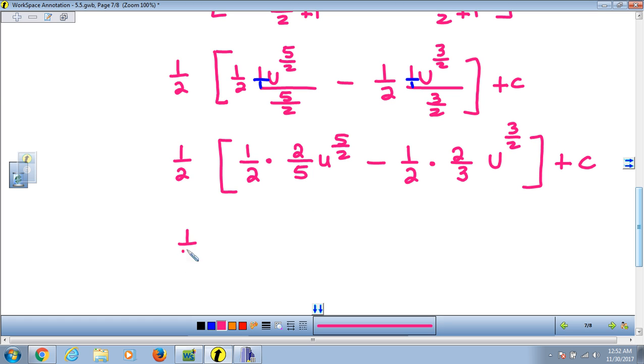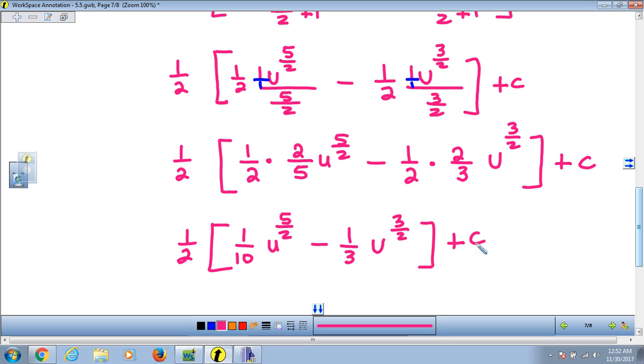Let's see, 1/2 times, this is going to be 1 times 2 is 2, 2 times 5 is 10, so you have 2/5, but 2/5 can be reduced to 1/10, u raised to the 5/2, minus 1 times 2 is going to be 2, 2 times 3 is going to be 6, but 2 over 6 can be replaced by 1 over 3, okay, by dividing by 2, u to the 3/2 plus c.